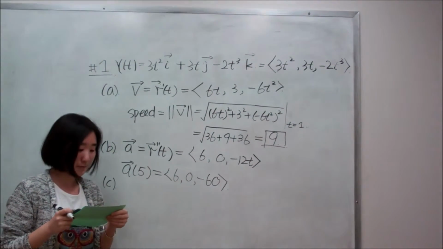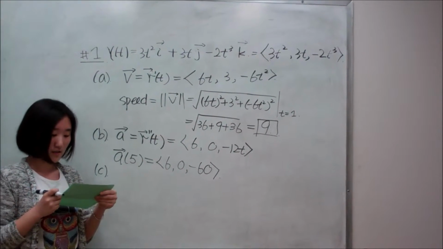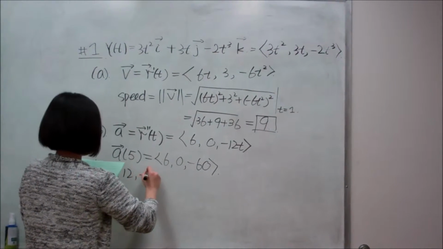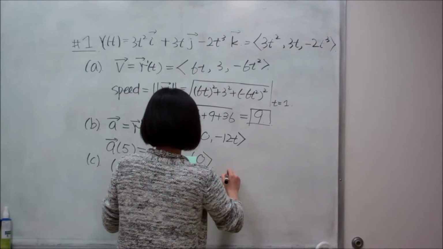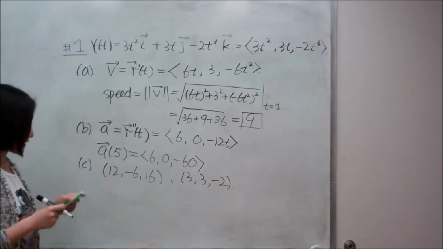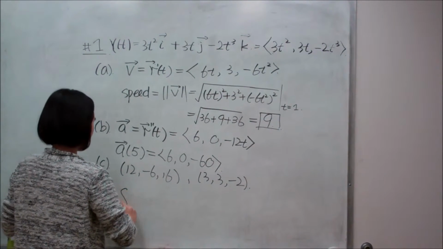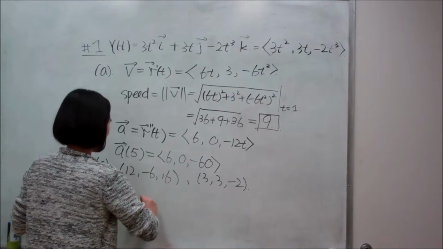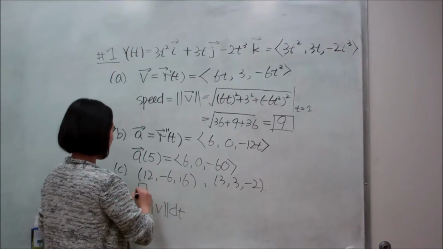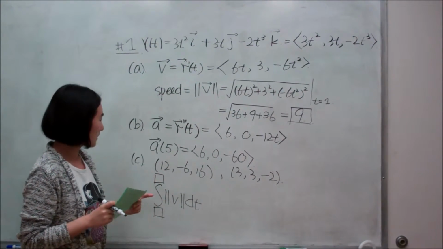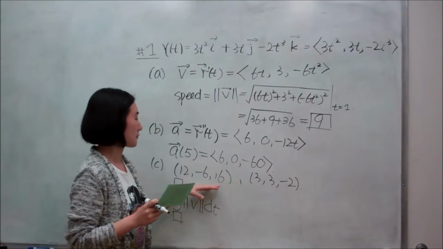And then part C, we want to find the arc length of the curve segment between the points (12, −6, 16) and (3, 3, −2). So to set up the integration, the arc length is basically a single integral of the speed dt. And to find the actual length for the line segment, we need the boundaries for the t here, which can be found from these 2 points.